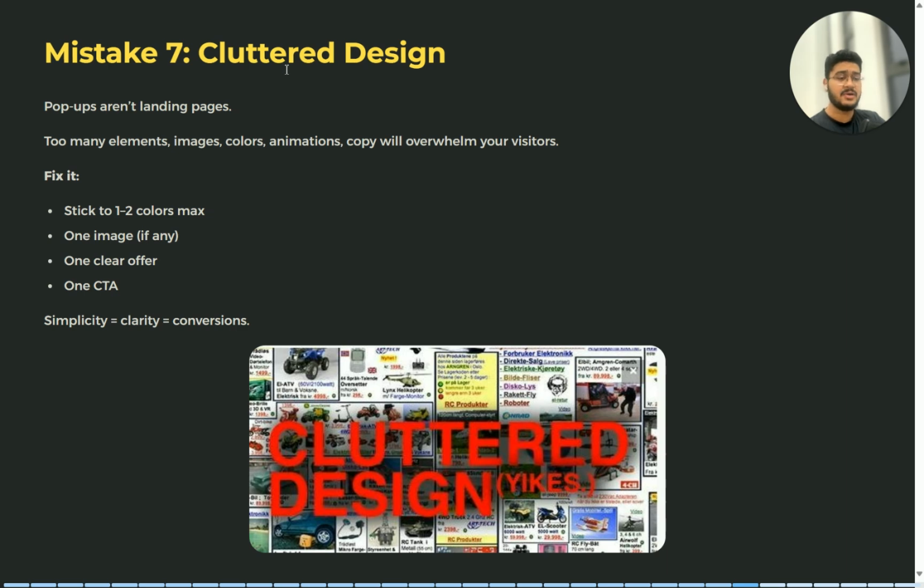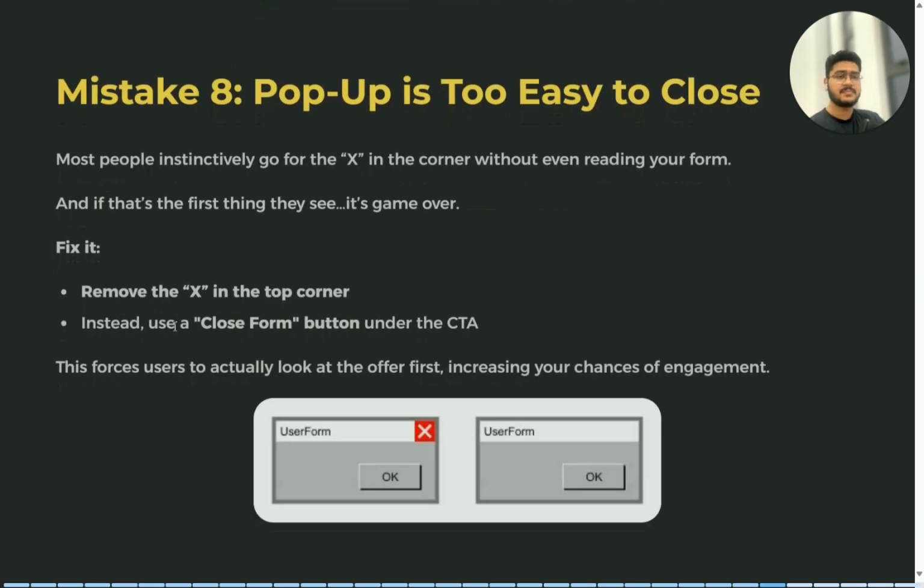Mistake number 7, cluttered design. If your design looks like this, yikes. Pop-ups aren't landing pages. Too many elements, images, colors, animations, and copy will overwhelm your visitors. So here's the fix. Stick to 1 to 2 colors max, and one image, if any, and then one clear offer, one CTA. Simplicity means clarity, and that means conversions.